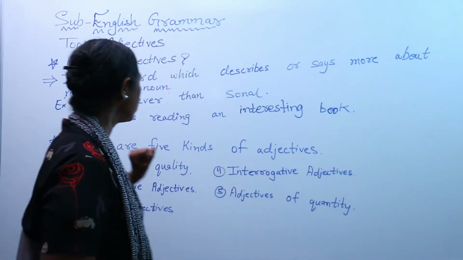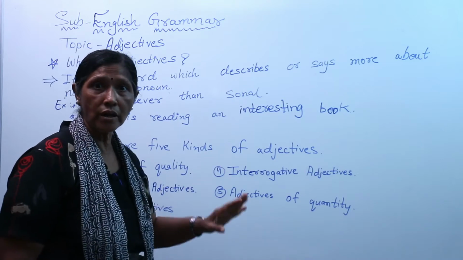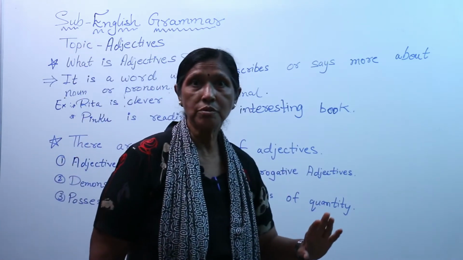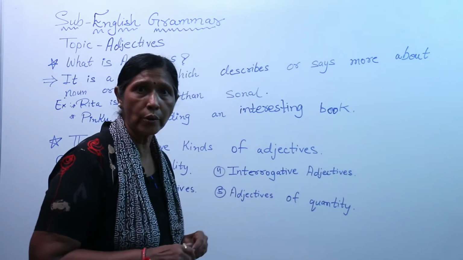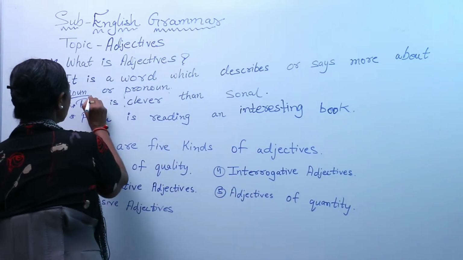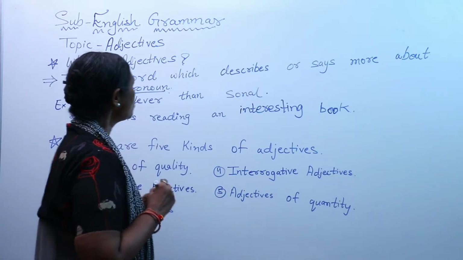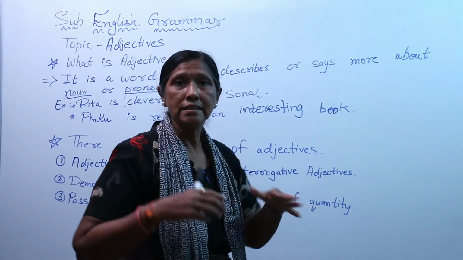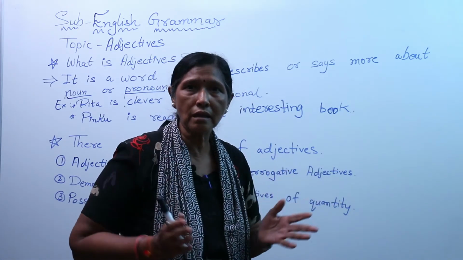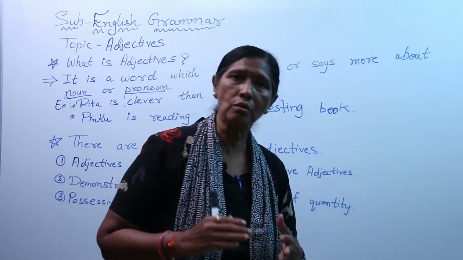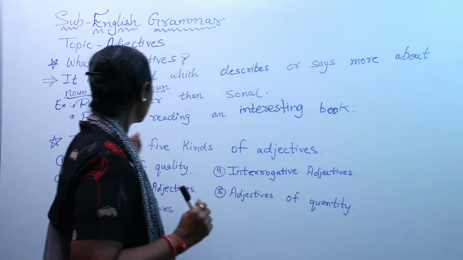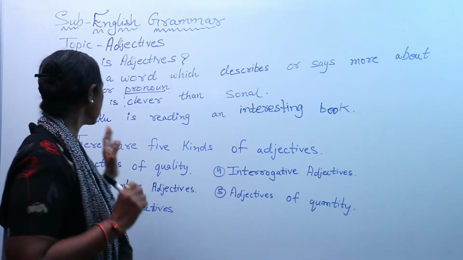What is adjective? Adjective is a word which describes or says more about a noun or pronoun. Now what does it say? It describes, means it is describing. About whom? About noun or pronoun. Now I will give you some more examples.